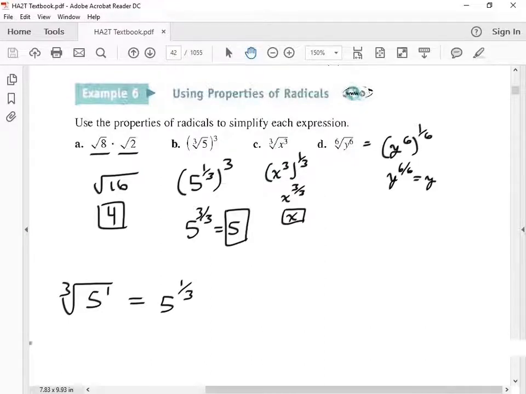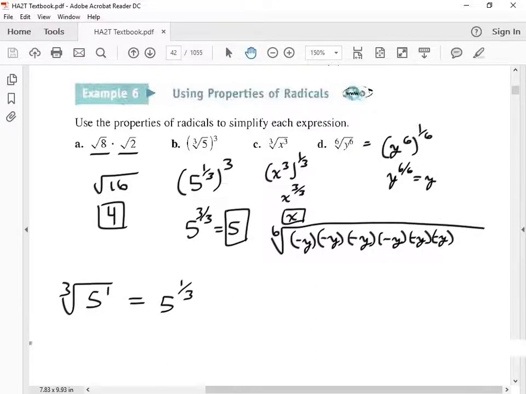Let's pretend y was a negative. If y was a negative, we would go negative y times negative y times negative y times negative y, 6 times, and we would do all this inside of the even root. Now the problem with this is the even root. You can never have negatives inside of an even root. You can't find the square root, which has a 2, which is even, of a negative. You can't have a negative inside of a square root. You can't have a negative inside of a 6th root either.